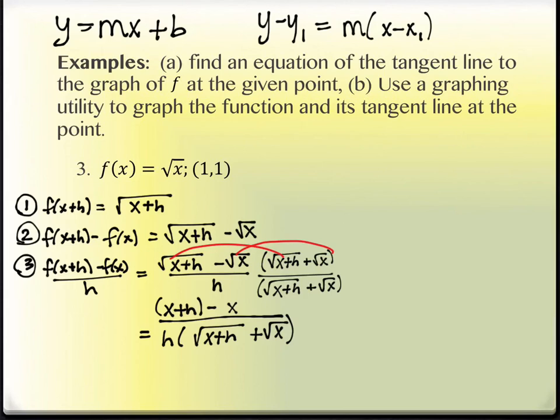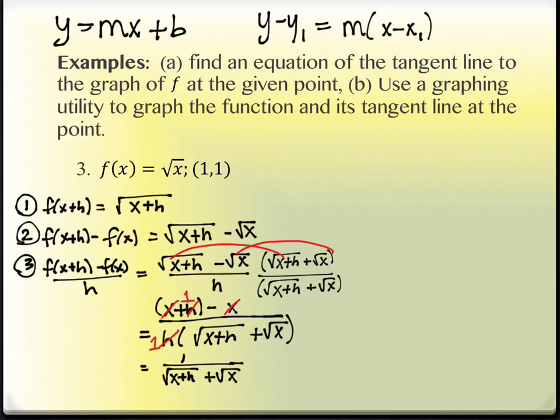And then what do you notice happening on top? Yep, the x's cancel, leaving me with h. And there's an h on bottom as well. So if you want, you can reduce this here as long as you remember that as you do so, you're reducing the numerator to have a value of 1. So you actually end up getting 1 over the square root of x plus h plus the square root of x. That's what we actually have at this particular point.